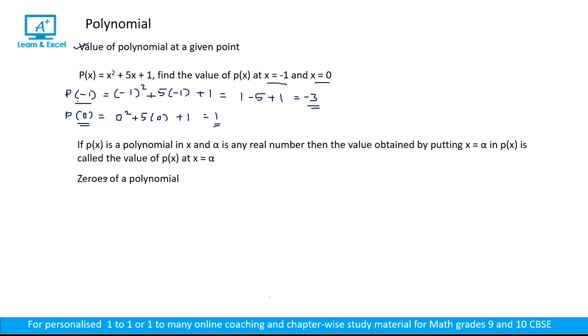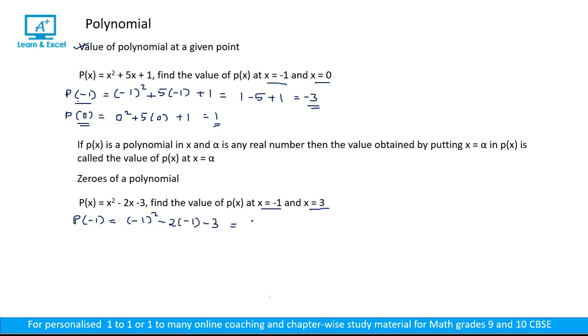Let us now understand zeros of the polynomial. For this also we'll take an example. P of x equal to x square minus 2x minus 3. We have to find the value of P of x at x equal to minus 1 and x equal to 3. So we find P of minus 1 equal to minus 1 the whole square minus 2 into minus 1 minus 3, which is equal to 1 plus 2 minus 3, which is equal to 0. Similarly, P of 3 will be equal to 3 square minus 2 into 3 minus 3, which is equal to 9 minus 6 minus 3, which is equal to 0.